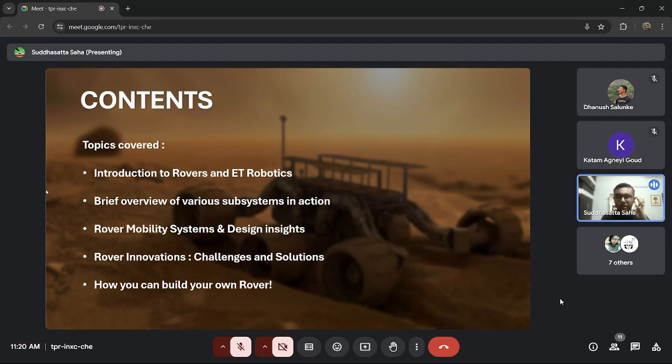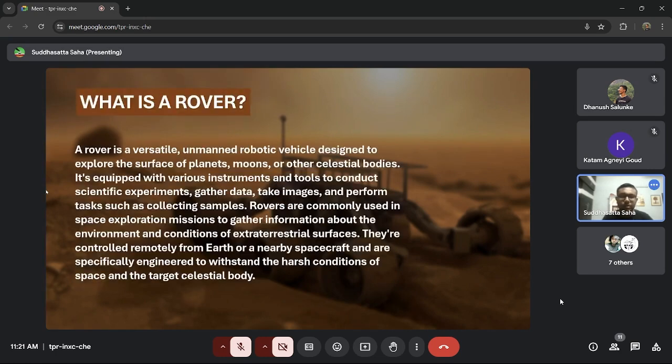And then finally, I would like to address how you can perhaps build your own rover, which is fully functional and will be a nice little piece of robotics to work with and learn a lot of stuff. So let us begin the first part: what really is a rover?